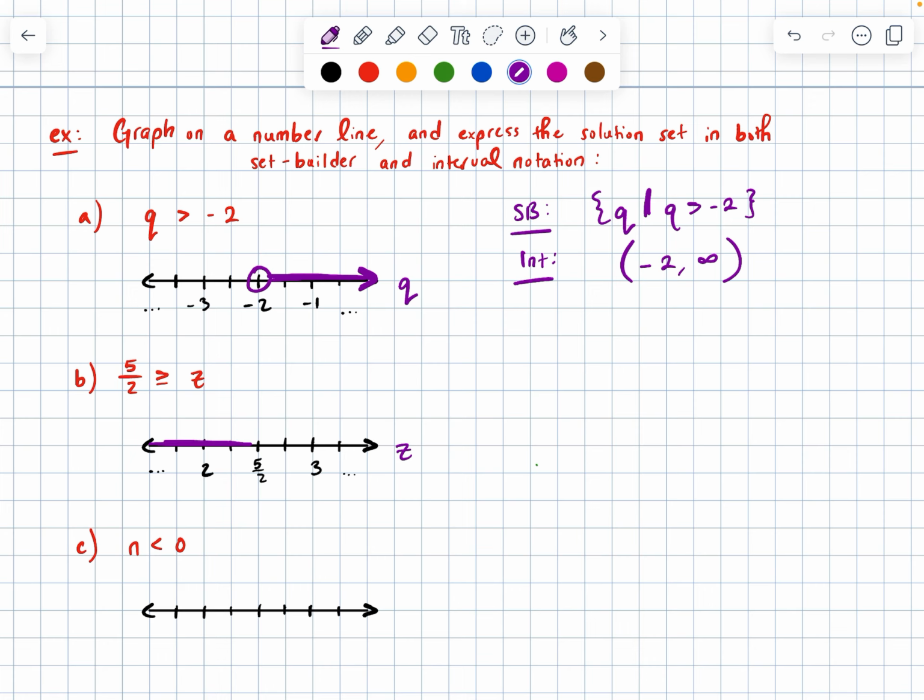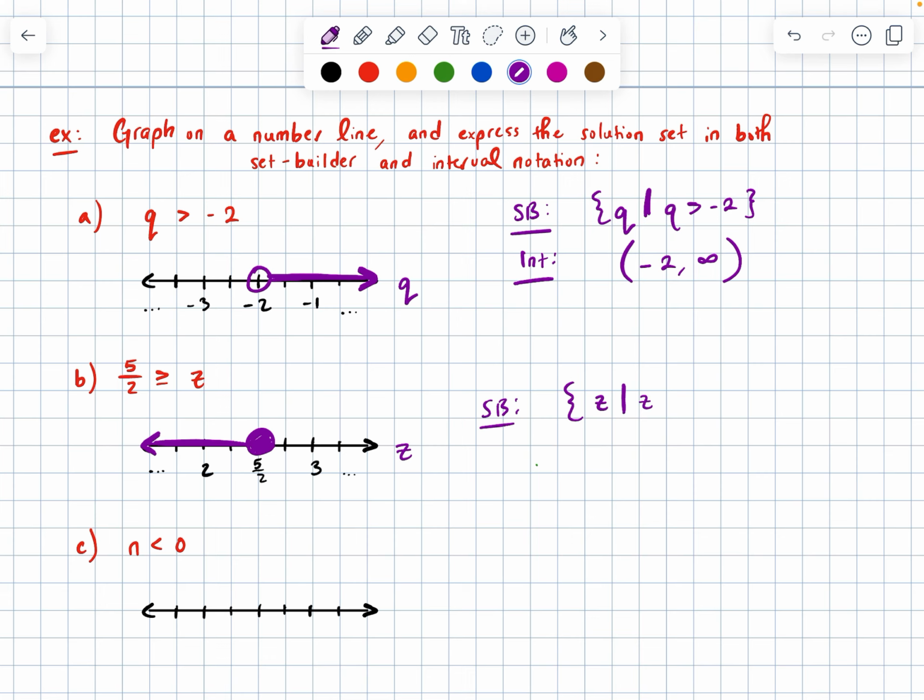I want values of z that are, in this case, the z needs to be smaller. Notice where your alligator mouth is pointing. So I need to be to the left of the 5/2. Shade in my arrowhead as well. And then I want to be around 5/2. It could be equal to 5/2. So it's going to give me a closed circle.